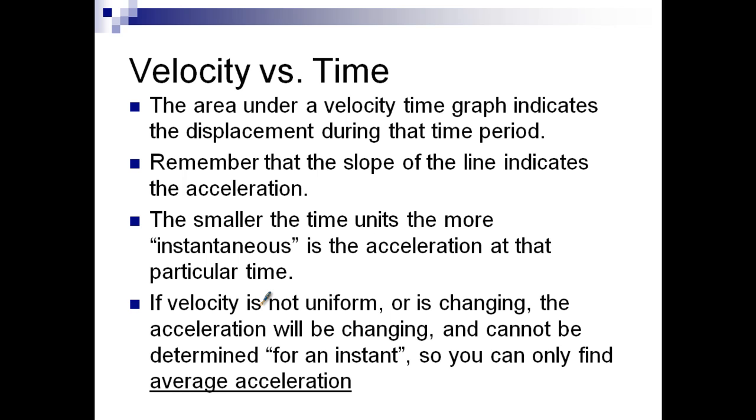And if velocity is not uniform or is changing, the acceleration will be changing and cannot be determined for an instant. So you can only find an average acceleration. So if you have a curvy line, it's kind of hard to figure out. So you just want to find your average acceleration. Instantaneous is a little tricky. That's it.